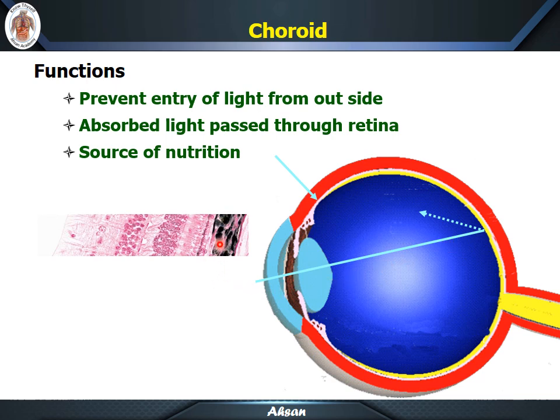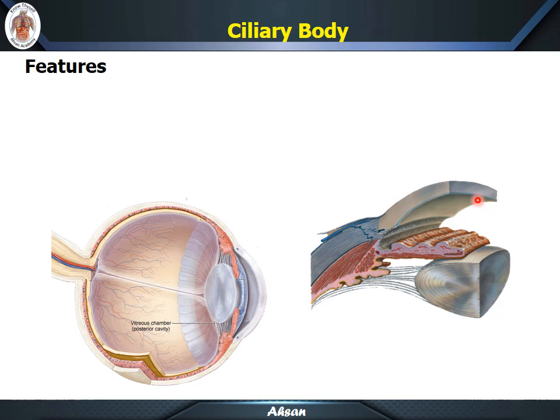Choroid is an important source of nutrition. Already we have discussed that choroid comprises a pigmented layer, and the inner part is very vascular. So this vascularity enables the nutrition of the layer. Ciliary body is the second component of the middle layer.